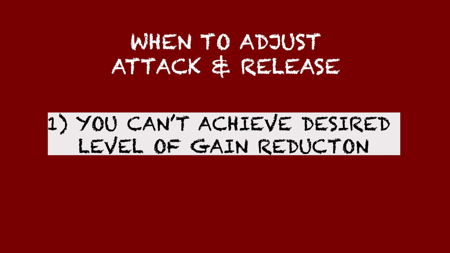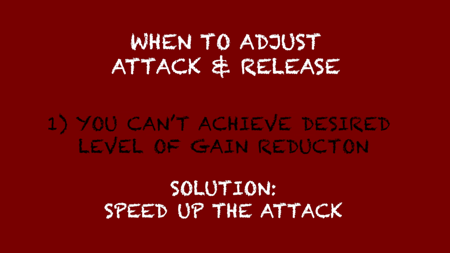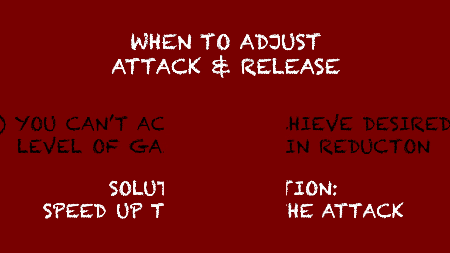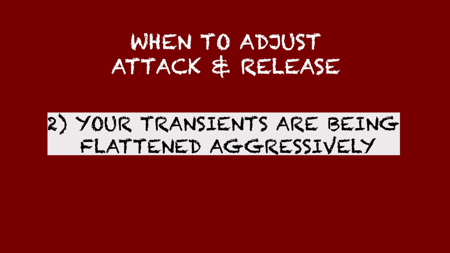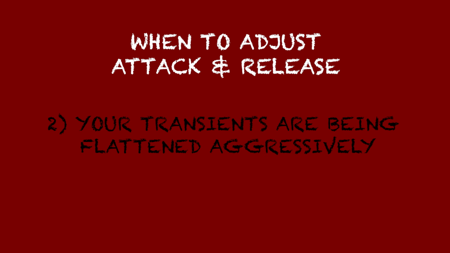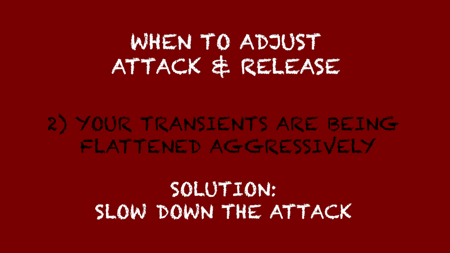So now that we're getting the amount of gain reduction that we want, we can go in and reevaluate the attack and release. Now, you're typically going to do this in a few scenarios. One, you aren't able to get the amount of gain reduction that you want. That requires that you're going to probably need to speed up your attack. Two, you notice your transients are being flattened too aggressively, and that's going to require that you probably do the opposite. You slow down the attack.